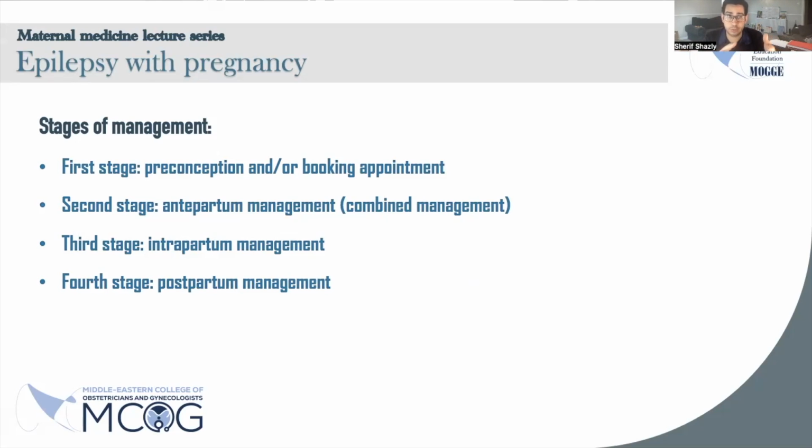The second stage is antepartum management, which means management throughout pregnancy. This ideally should be done by both the obstetrician and a neurologist. The third stage is management during labor itself, when labor gets established or when you start induction of labor. And the fourth stage, of course, is after she delivers her baby. So let's start with the first stage.